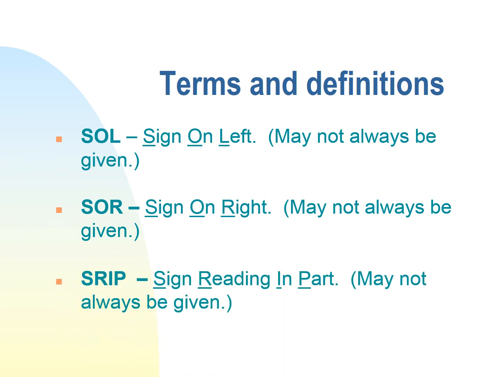We also have SRIP for sign reading in part. Again, this doesn't have to be given. We can quote a portion of the sign at any time, but sometimes we'll call this out because it's a very large sign with a lot of writing and we want to call out that we're only quoting part of it.